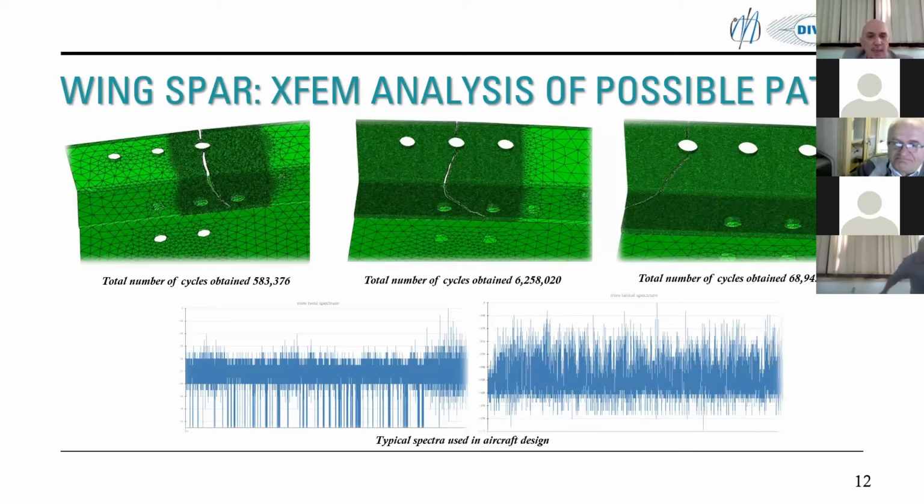And then using these spectra, we can estimate the total number of cycles in reality. For example, if a crack grows here from this hole, it will be approximately 500,000 cycles. In this case, from the second, if a crack appears in the second hole, it will be more than 6 million. And from the third hole, it's almost 70 million cycles, which means that the most probable path direction here is from the first hole. And we got all these cracks in the experiment on this first hole.